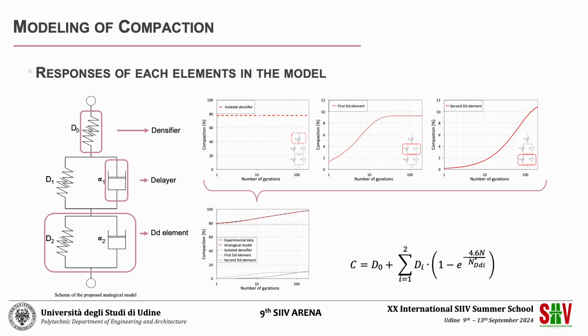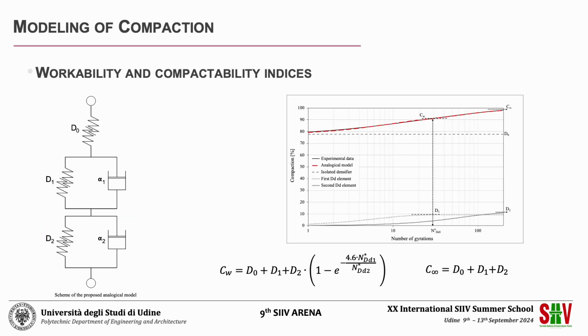And the sum of the three gives us the final compaction curve, which is more visible in the other slide. You can see it is perfectly fitted to the experimental data, and based on this model and its elements, we define two new indices for workability and compactability. The workability is defined as the compaction reached at the NDD1, while the compactability is the complete potential compaction of the model, which is equal to the summation of the three compaction compliances.